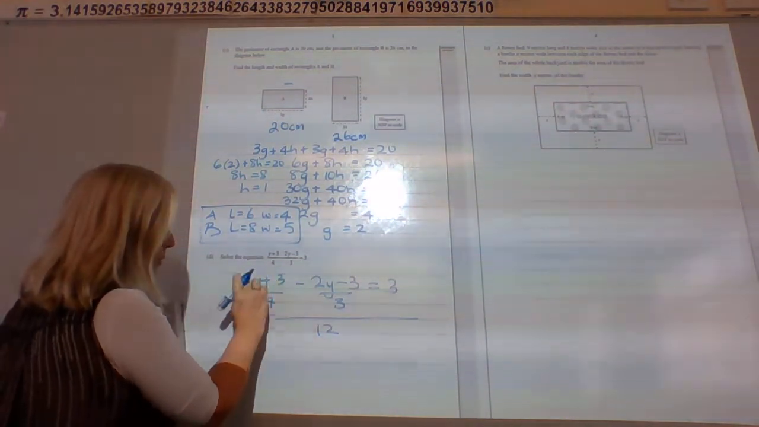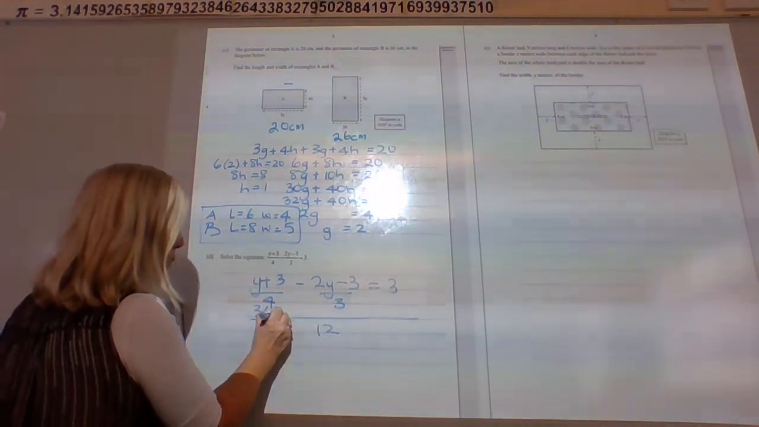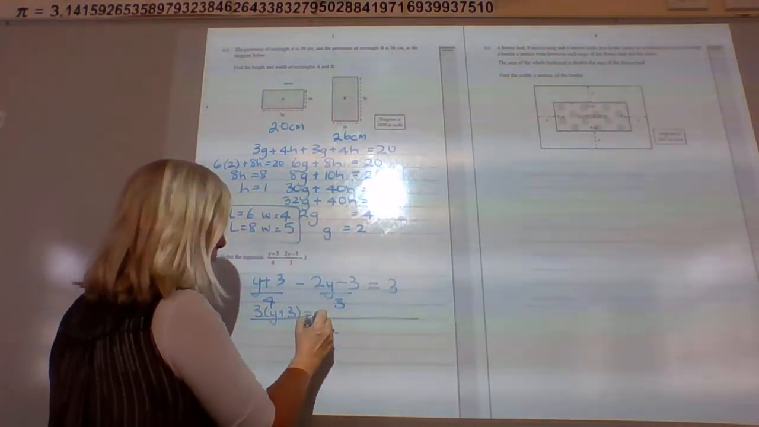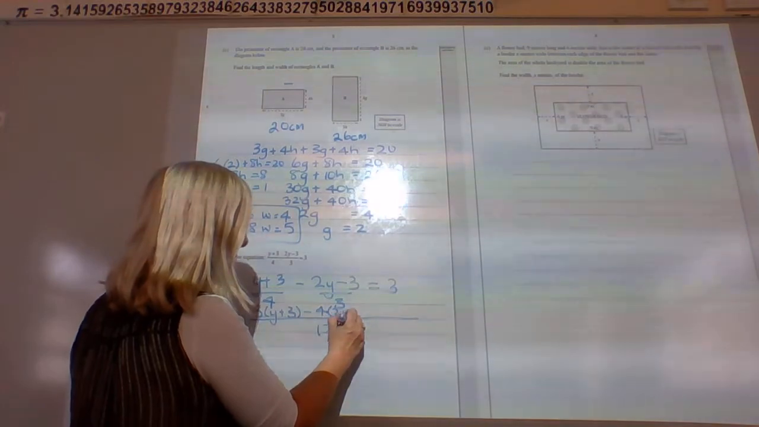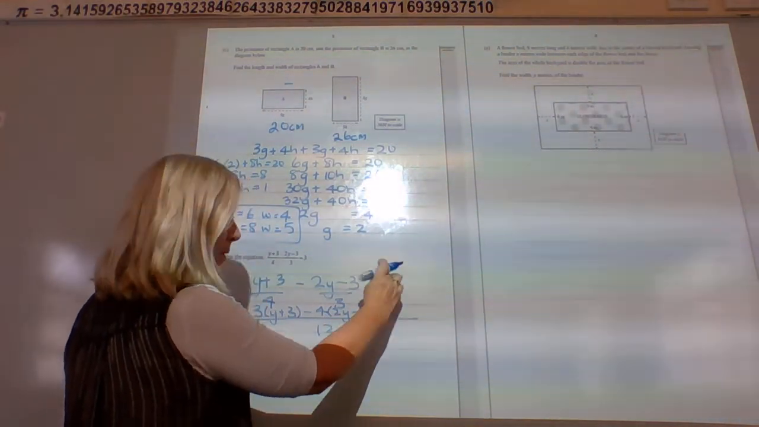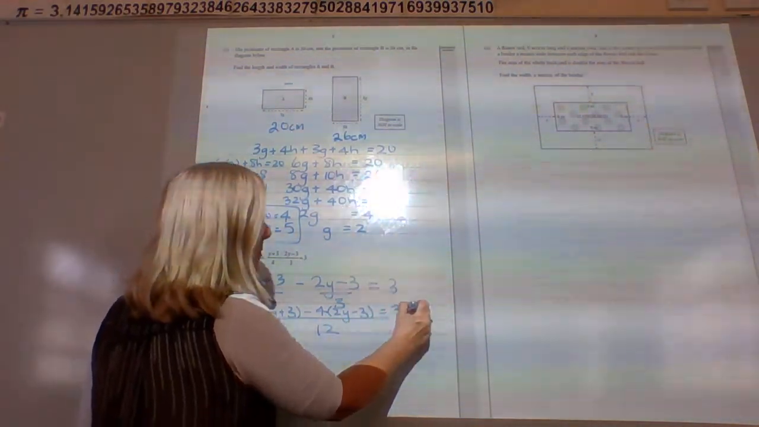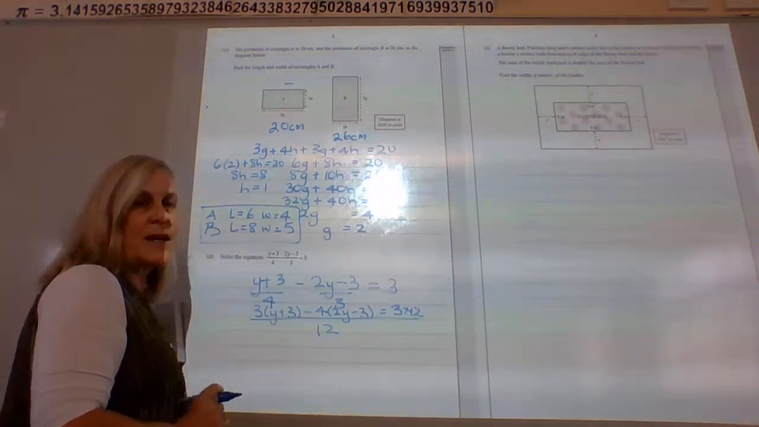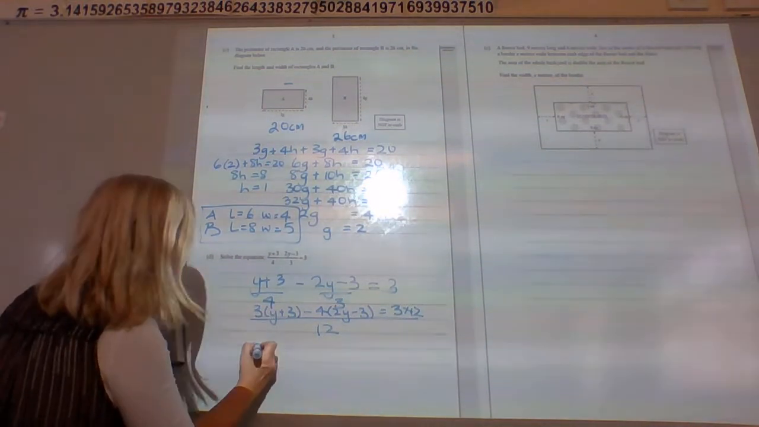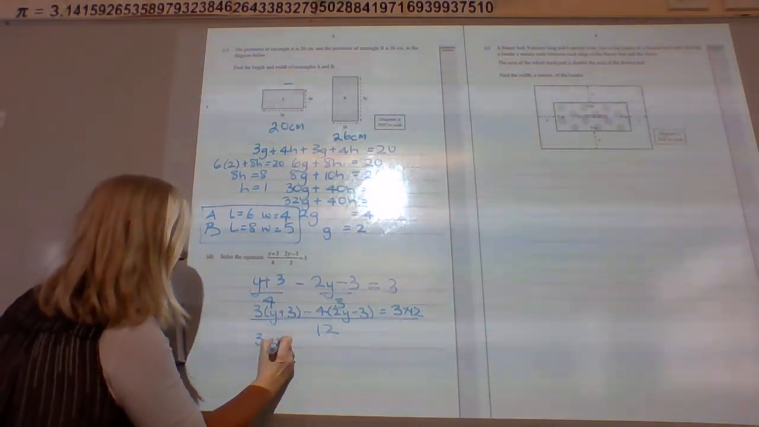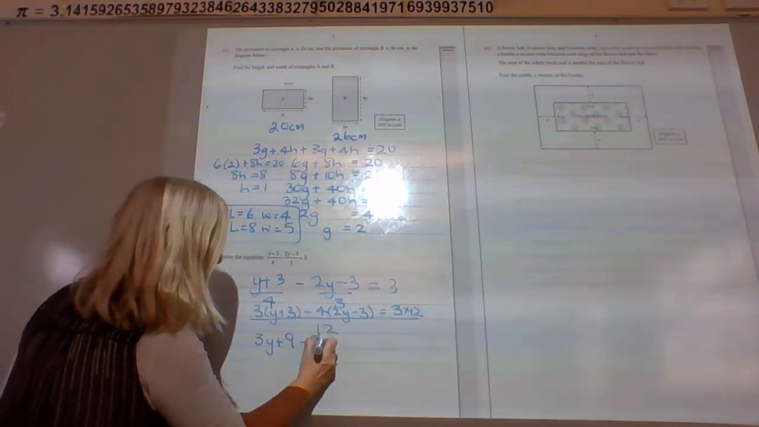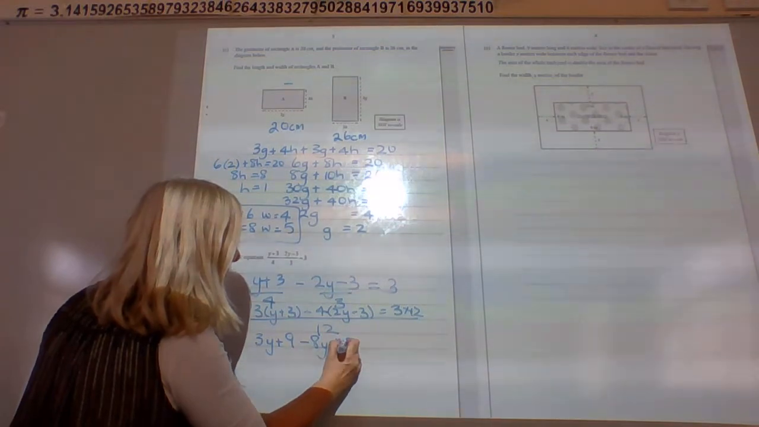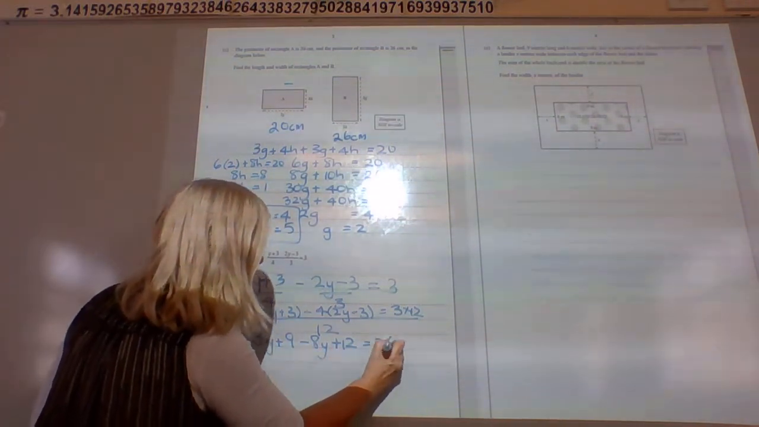So this part here we've multiplied by 3. 3y plus 3 minus, this part here we multiplied by 4. 4, 2y minus 3. And this part here we multiplied by 12. That's the bit that everybody forgets, the 1 on the end. Now it's all over the same thing, I can drop the 12. So I've got 3y plus 9 minus 8y, 2 negatives make a positive, plus 12 equals 36.